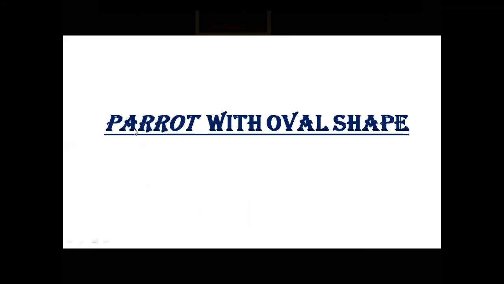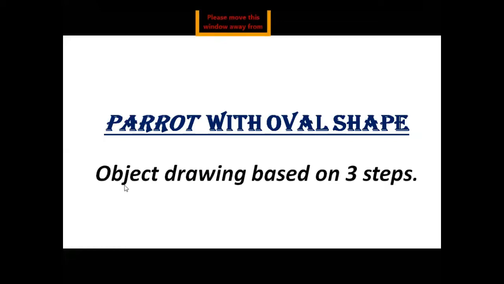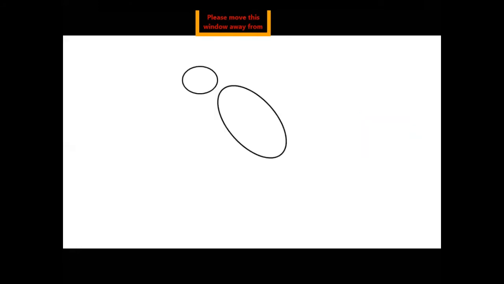The third topic for the object drawing is the parrot. We will draw a parrot with the oval shape. As we all know, the object drawing is based on the 3 steps. What are the 3 steps to draw a parrot with the oval shape? And the steps are, first one, you will draw an oval shape.